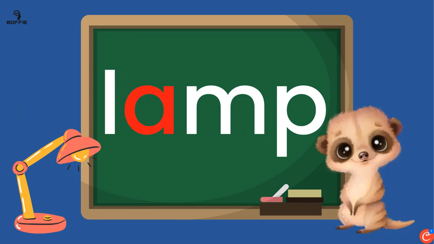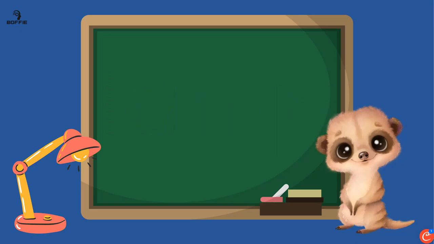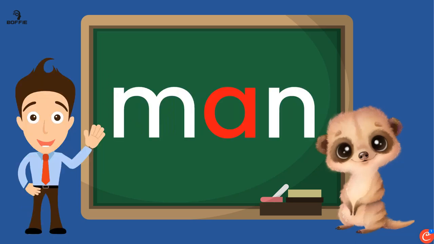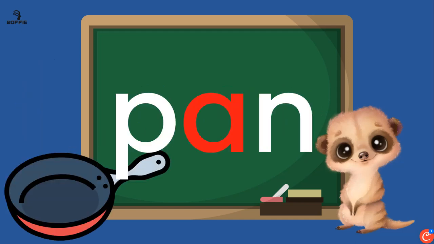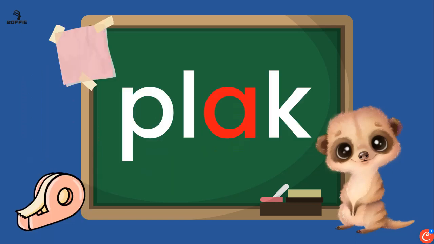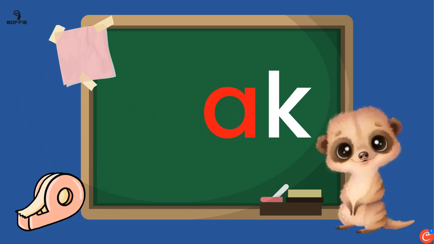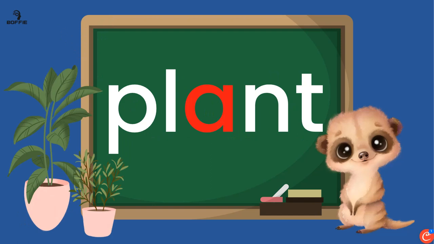L-a-m-p, lump. You'll notice a lot of these words actually look like the English words and have similar meanings, like lamp. M-a-n, man. Again, looks like an English word. P-a-n, pan. P-l-a-k, pluck. P-l-a-n-t, plant.